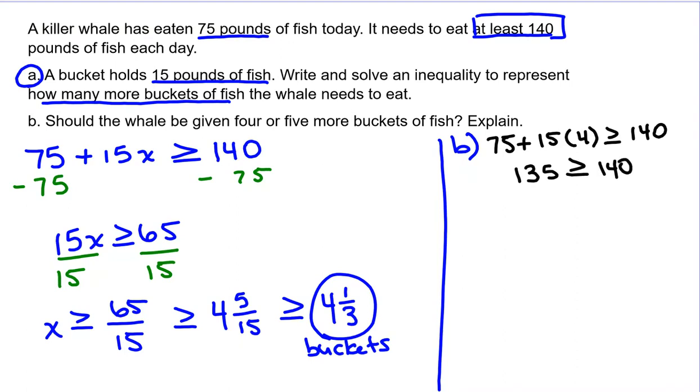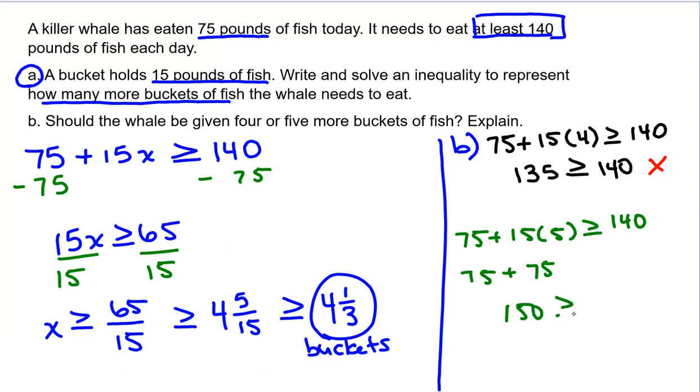Now, does 135 make this statement true? No, it does not. So what about if we had 5 buckets? 75 plus 15 times 5 is greater or equal to 140. Well, 15 times 5 is 75, plus 75 is 150, is greater or equal to 140. So yes, using 5 buckets would actually make this inequality true. So we would use 5 buckets.